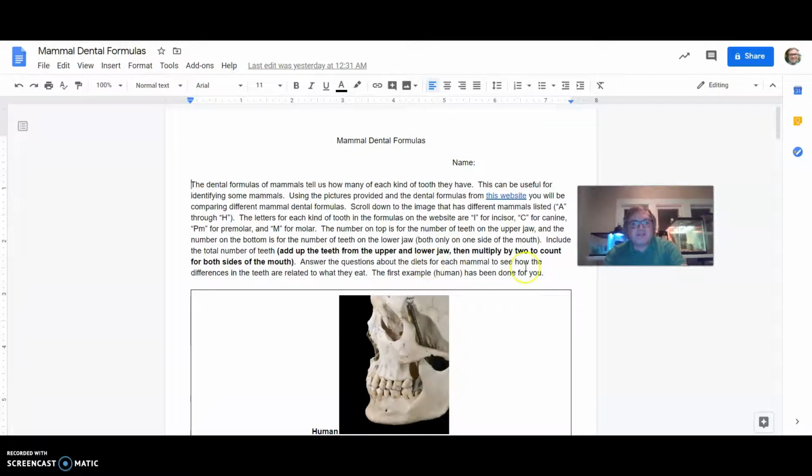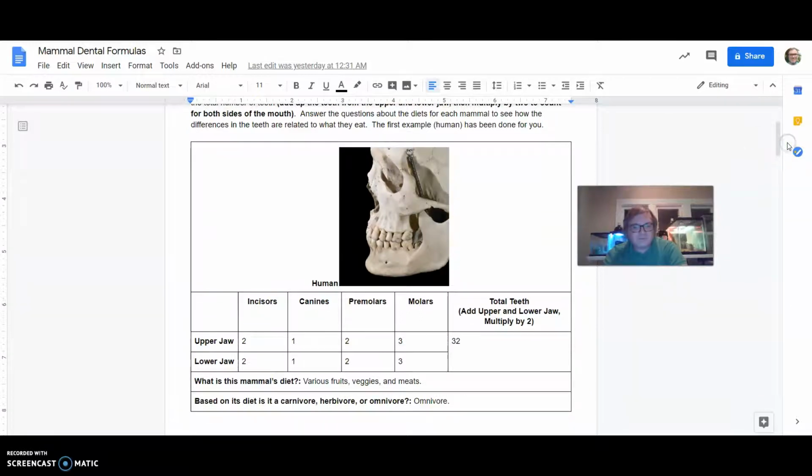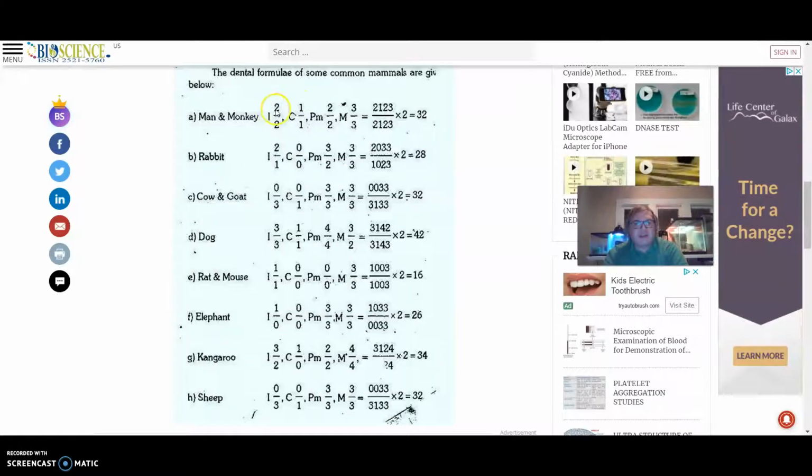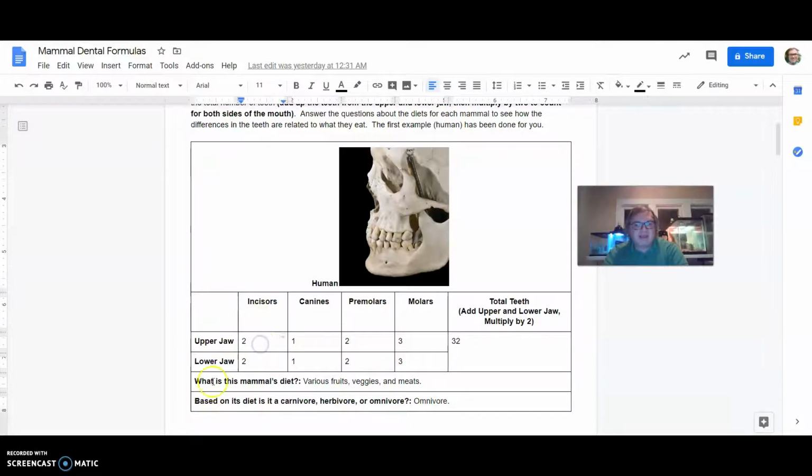Answer the questions about the diets for each mammal to see how the differences in the teeth are related to what they eat. The first example, human, has been done for you. So again, let's look at this chart to look exactly how the info lines up. If we're looking at our chart here, we know for incisors it's 2 on top and bottom, canines 1 top and bottom, premolars 2 top and bottom, molars 3 top and bottom. So we put that same data in here. Incisors, upper jaw, lower jaw, so 2 and 2, canines 1 and 1, premolars 2 and 2, molars 3 and 3. And again, if we add all of these numbers up and multiply by 2, that would give us the total number of teeth, 32.